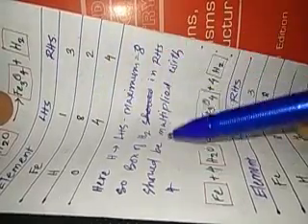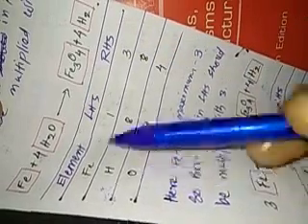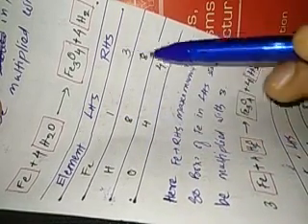So the box of H2 on the RHS should be multiplied with 4. Now we'll multiply this with 4 and we have another equation: Fe plus 4H2O gives Fe3O4 plus 4H2. Now again we compare the left hand side and right hand side. Iron on the left is 1 and on the right 3. Hydrogen on the left is 8 and on the right 8. Oxygen on the left is 4 and on the right 4.